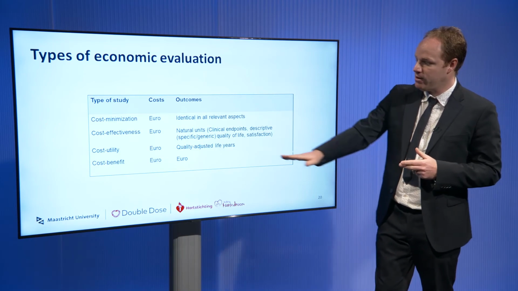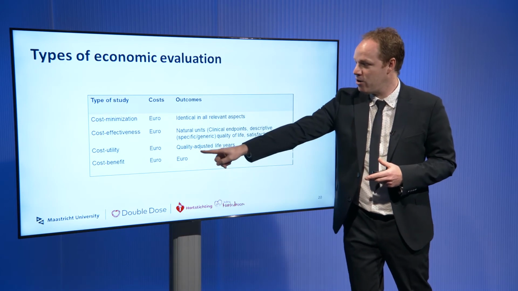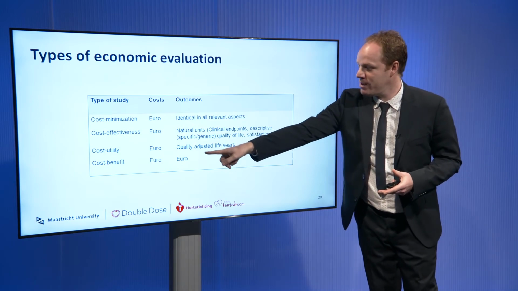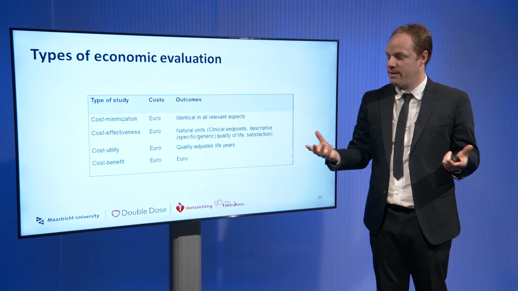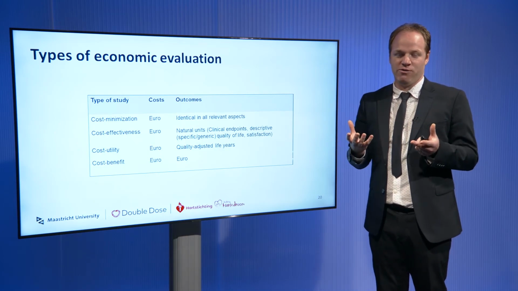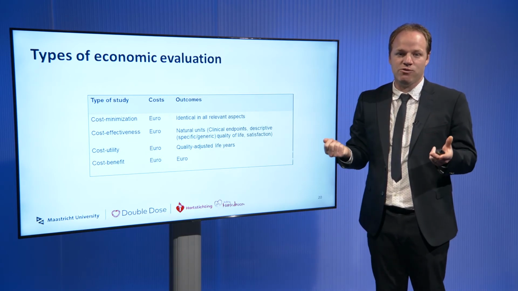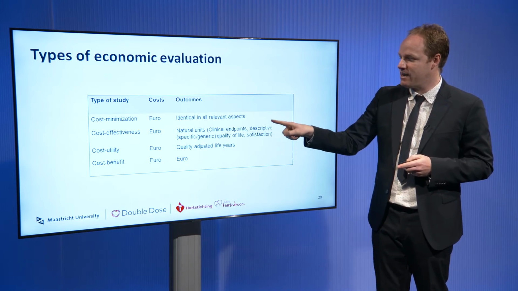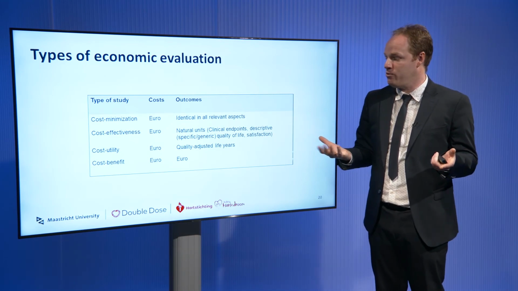In a cost-benefit analysis, the outcomes are expressed in monetary terms. Thus the cost and the outcome are both expressed in monetary terms, and if the outcome in monetary terms is higher than the cost, we have a positive net social benefit. This approach, commonly used by economists, is not often used in healthcare because it's really difficult to give a monetary value to a health outcome. That's why the cost effectiveness analysis and the cost utility analysis are the two most common types of economic evaluation we use in healthcare.